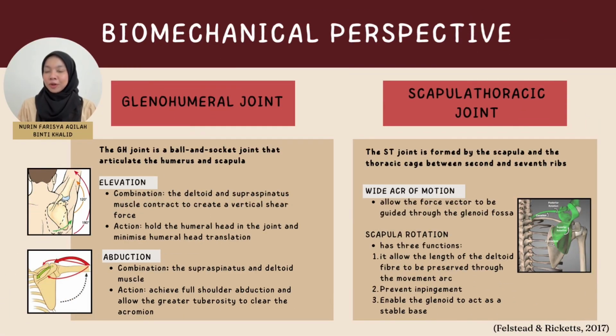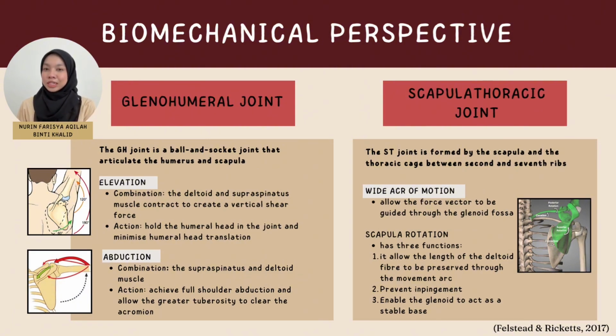The biomechanical perspective of the shoulder is complex. It involves muscles of the glenohumeral, scapulothoracic, and thoracohumeral groups. Let's start with the glenohumeral joint. The glenohumeral joint is a ball and socket joint that articulates the humerus and the scapula. It involves two movements, which are elevation and abduction.